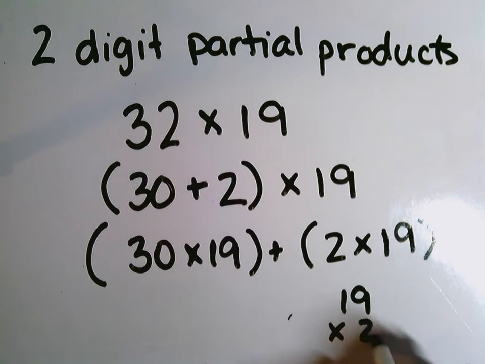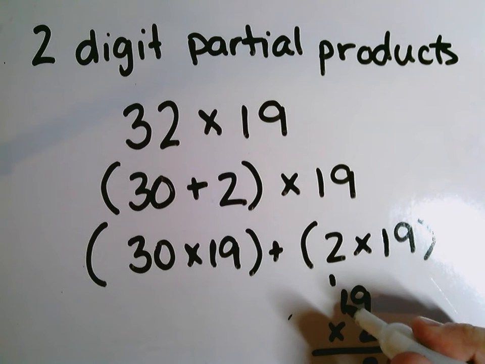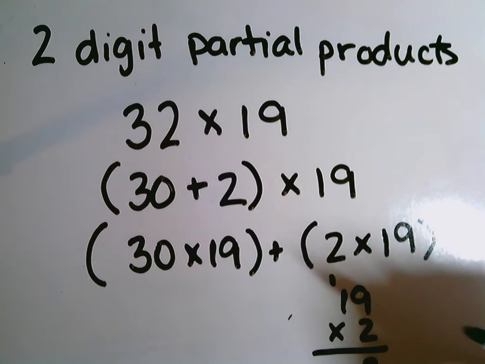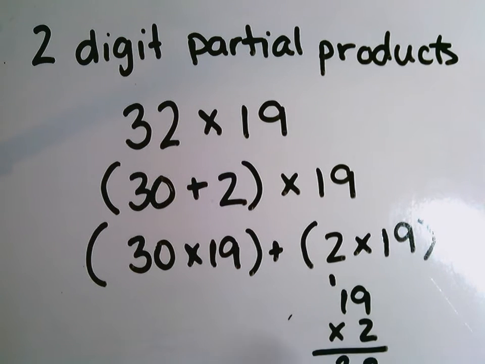Now the easier problem here is this 2 times 19. 19 times 2. 2 times 9 is 18. Carry the 1. 2 times 1 is 2, plus the 1 more is 3. So there I've got 38.